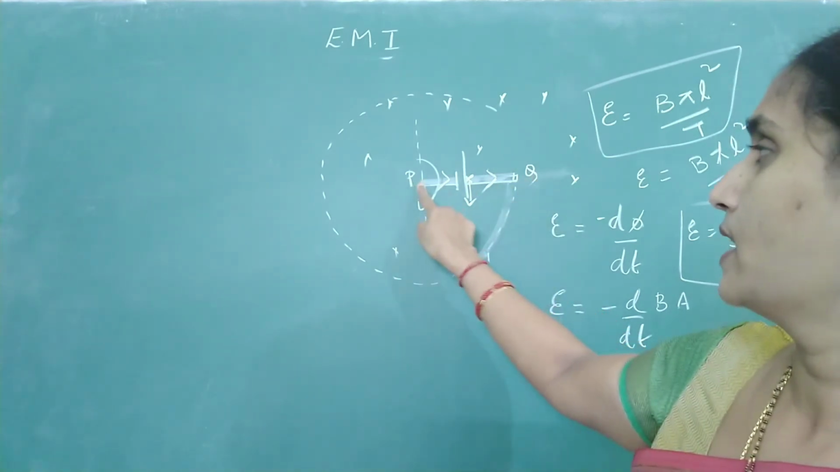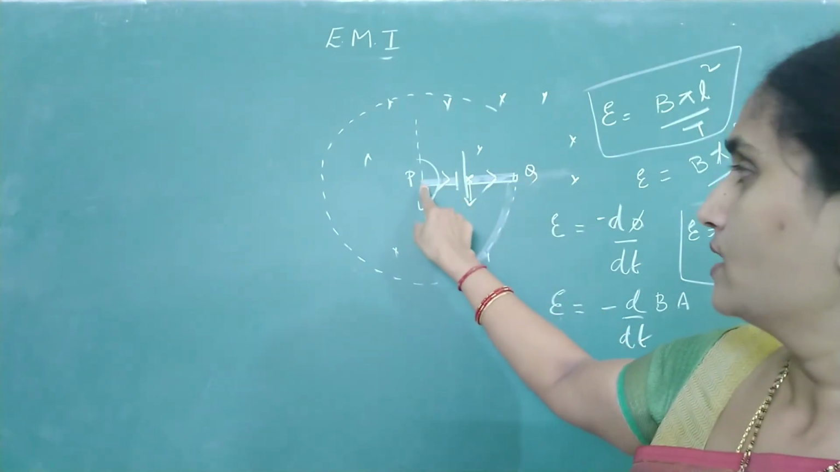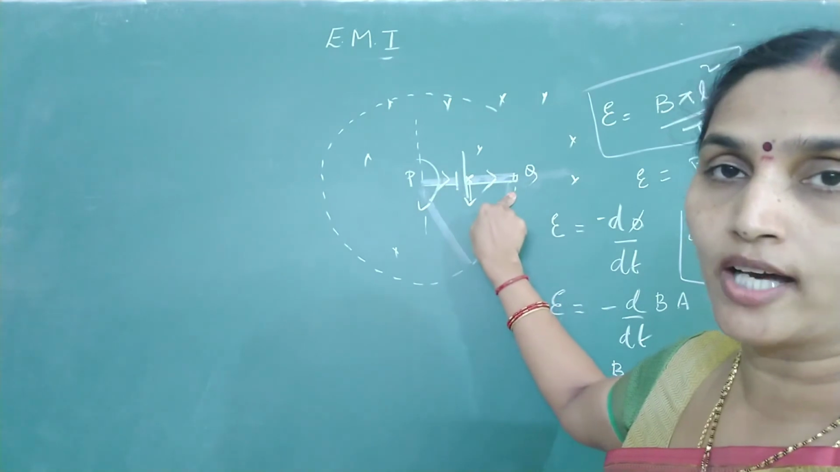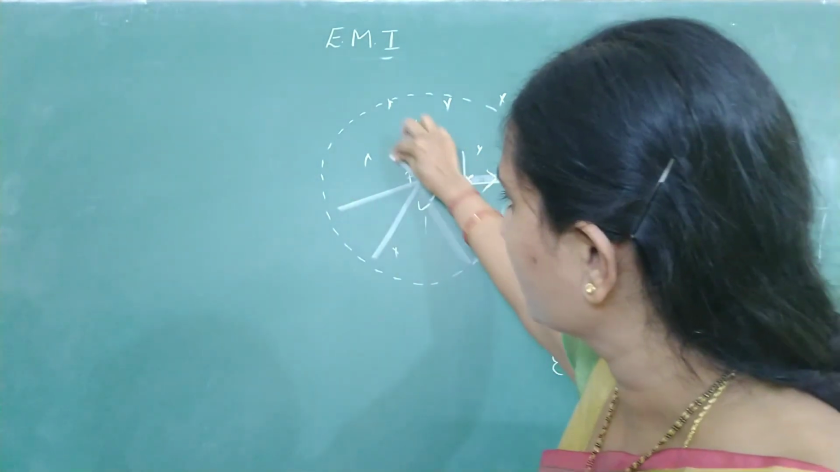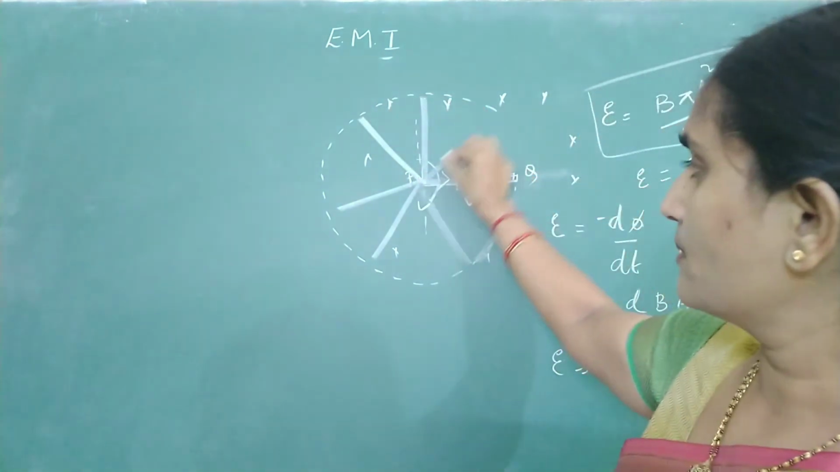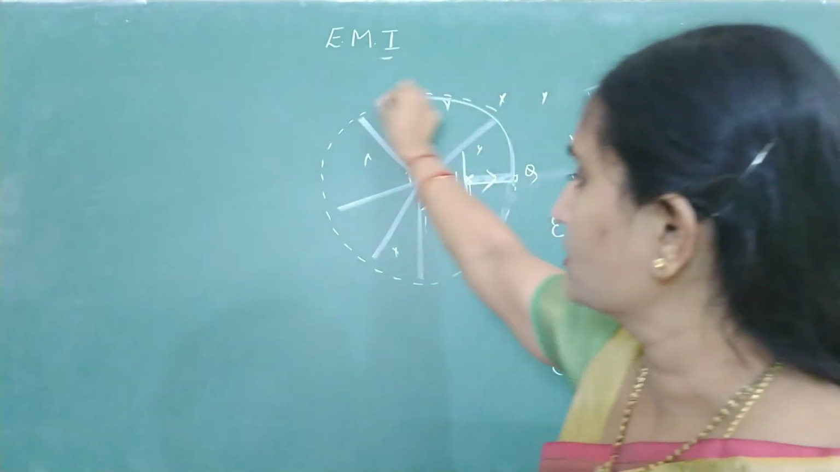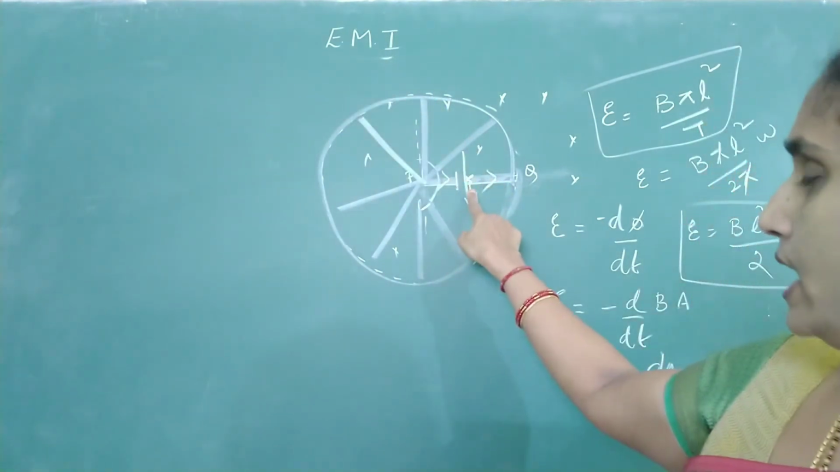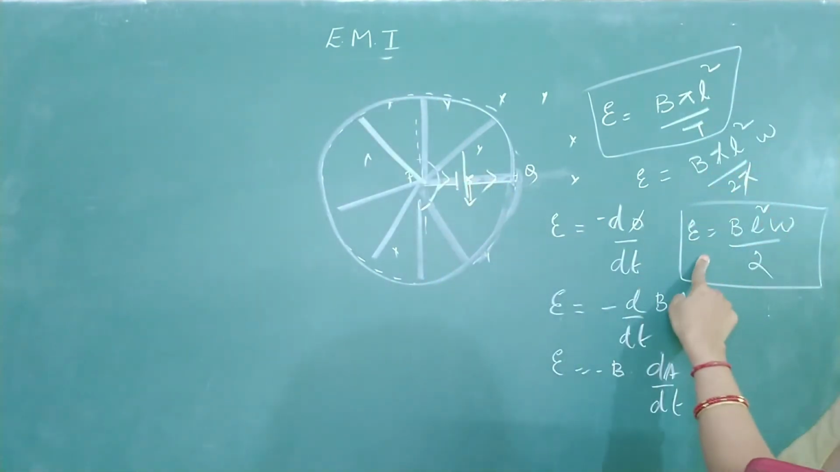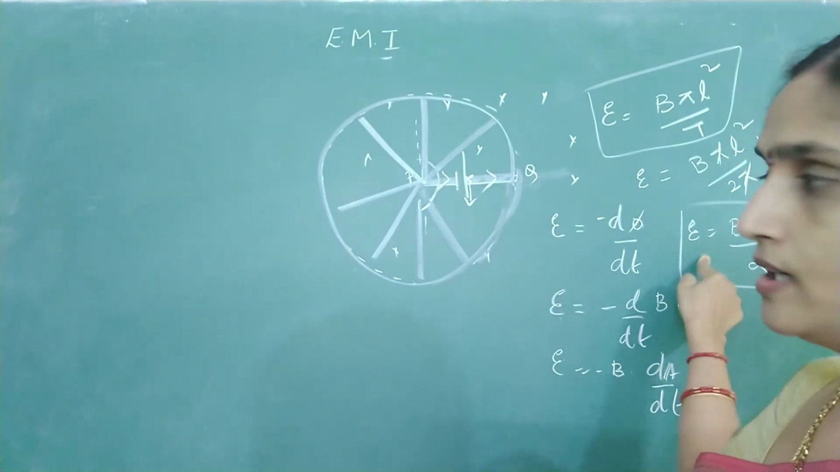Q is positive and P end is negative. So this is how you can identify the polarity. And if it is a cycle with n number of spokes like this, so there is a magnetic field perpendicular to the bicycle. All these are spokes. Then each metal rod will get an induced EMF of BL square omega by 2.